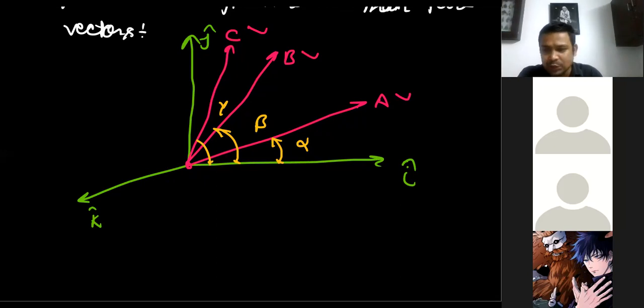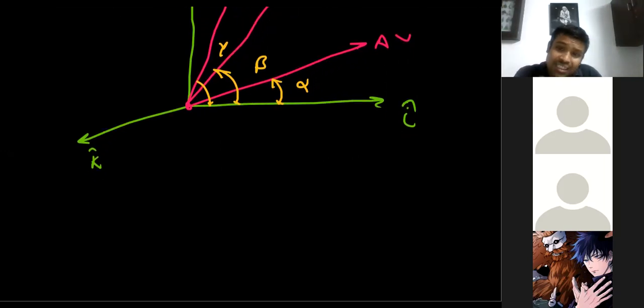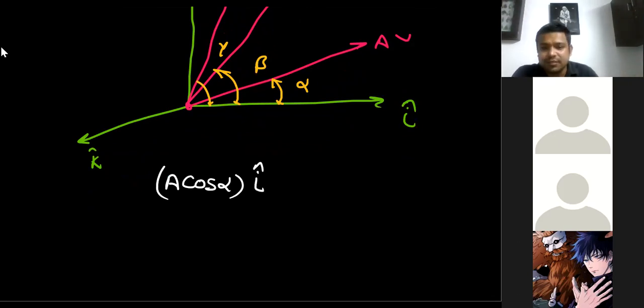The magnitude of vector A is A, the magnitude of vector B is B, and the magnitude of vector C is C. So tell me, my dear friends, what is the x component of vector A? The x component of vector A is A cos alpha i cap. Am I right? Yes, sir.